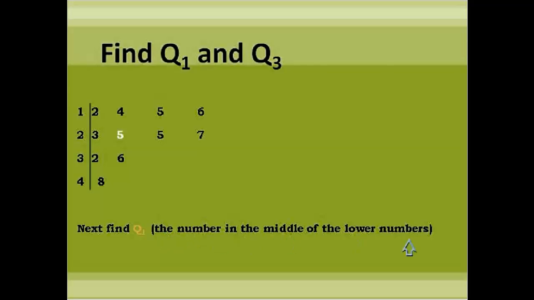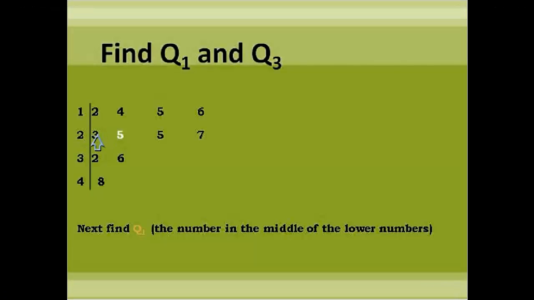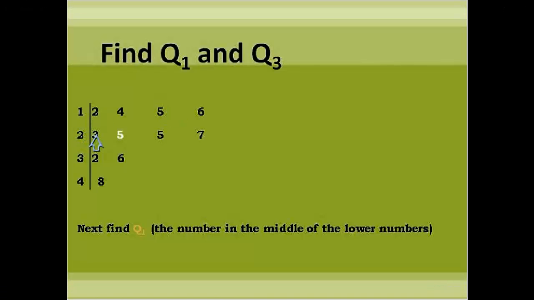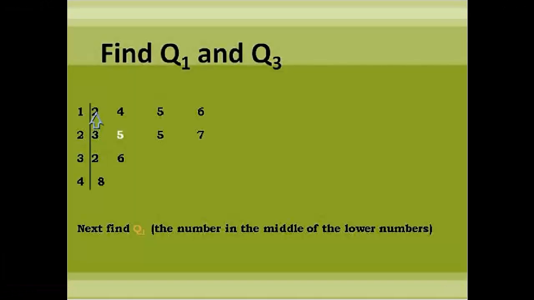It is the number in the middle of the lower numbers. So all of these numbers are less than the median: 12, 14, 15, 16, and 23. The number in the middle of those is called Q1, or the first quartile. So let's go ahead and take a look at that.